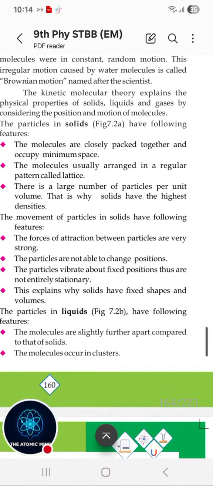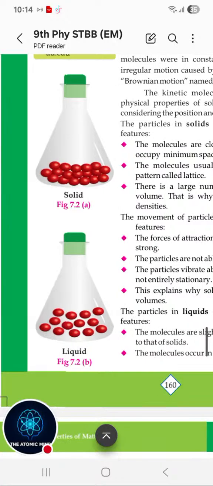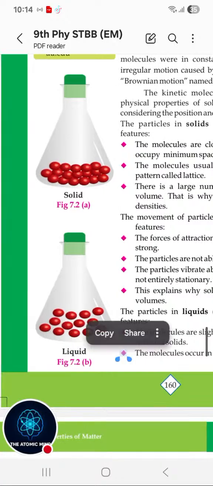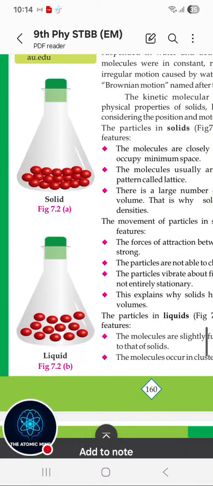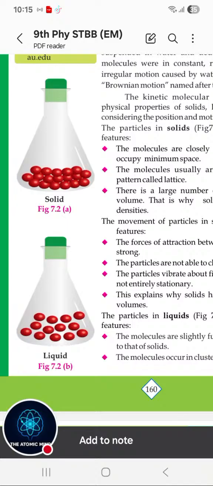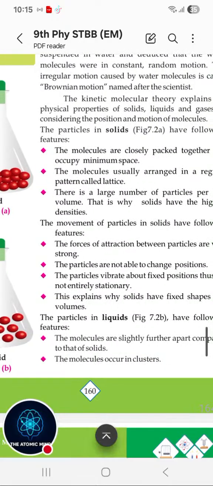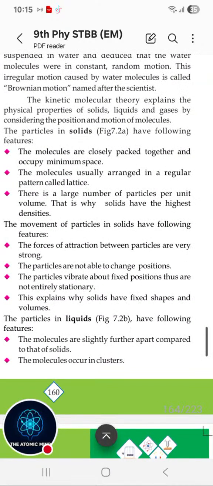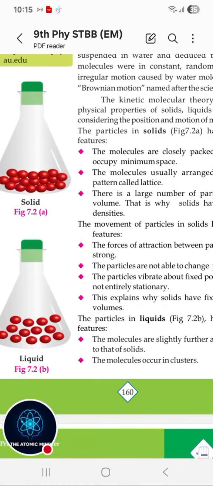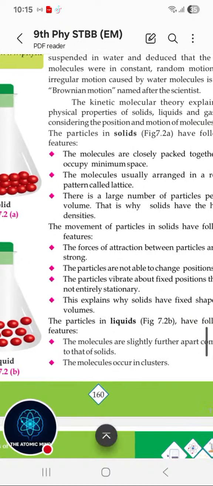The particles in a solid have the following features. Figure 7.2a shows how solid particles are arranged. They are very close to each other. They have strong forces of attraction between them. The molecules of a solid are closely packed together and occupy minimum space. Hence, they are tightly packed, so they occupy minimum space.